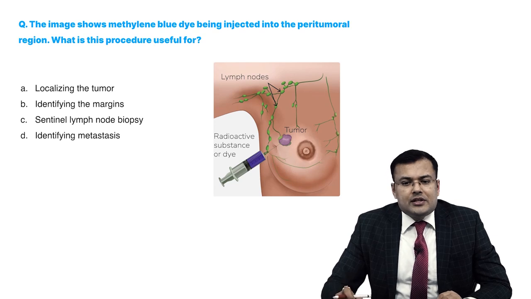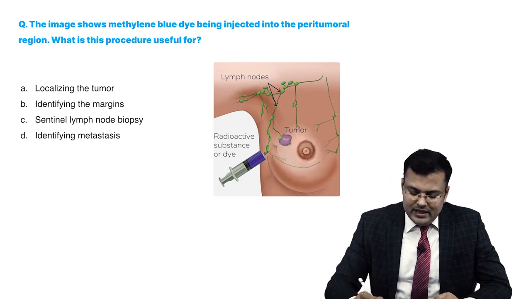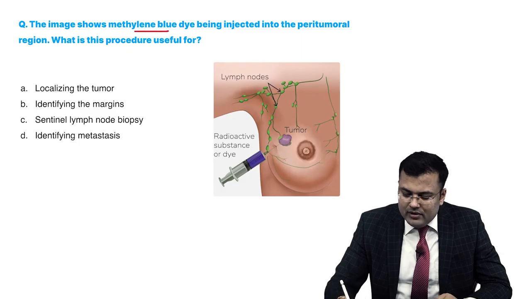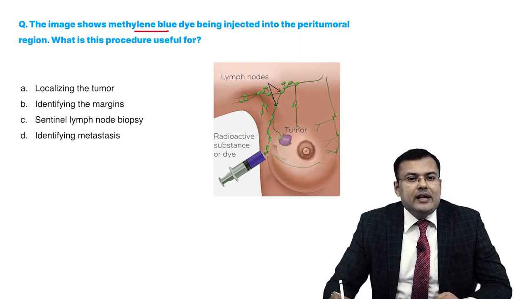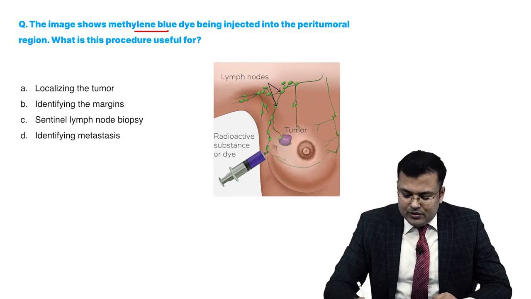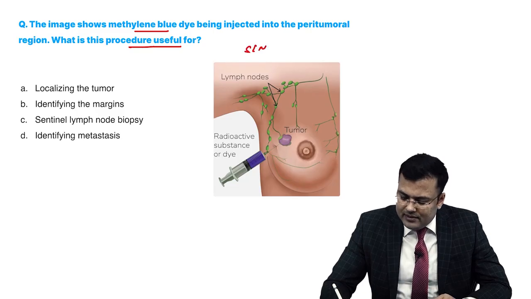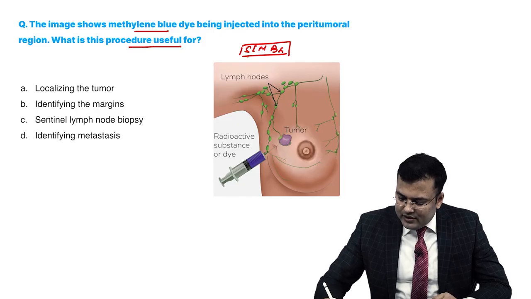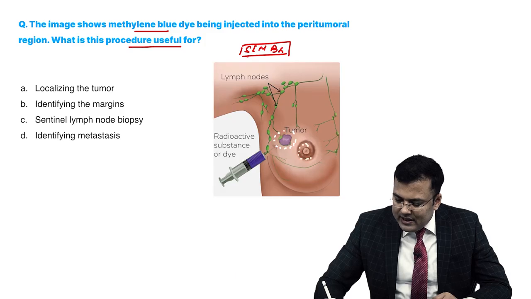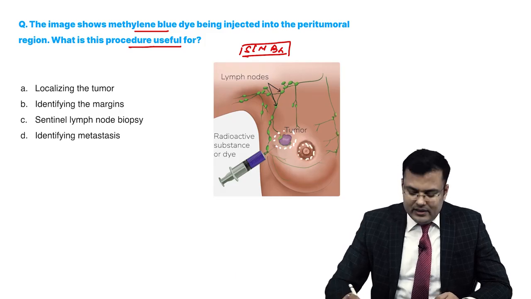See this question. A similar question was asked in the past. Image shows methylene blue dye being injected into the peritumoral region. This procedure is useful for. So this is sentinel lymph node biopsy. You can see here, in sentinel lymph node biopsy, we are going to inject the dye around the tumor, around the nipple, where exactly, in the areola. Clear?